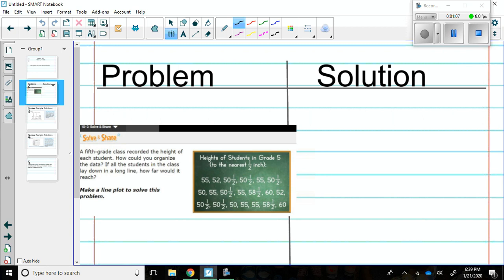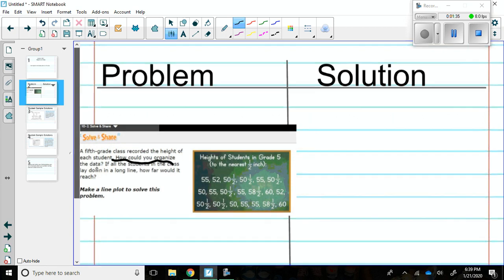Okay, so I'm going to reread the problem so I can help to visualize and make a plan to solve this. A fifth grade class recorded the height of each student. How could you organize the data? If all the students in the class lay down in a long line, how far would it reach? So first of all, this question kind of has two steps to it. The first one is asking, how could I organize the data? So the first thing I need to do is create the line plot. After I have all my data organized and created, then I can solve to see if they all lay down, how long the total would be. So my first step is organizing my data.